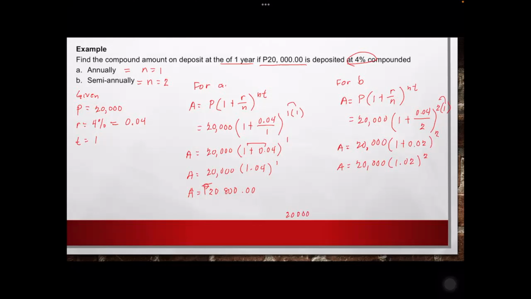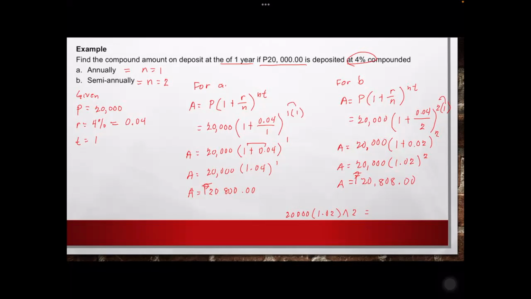Tapos, open parenthesis, 1.02. Hanapin nyo yung symbol na ganun, tapos 2 equals. What's the answer? 20,808 po. 808. Tama. Walang decimal, 0.00. So you can have 20,808 as the value for the letter B when N is equal to 2.